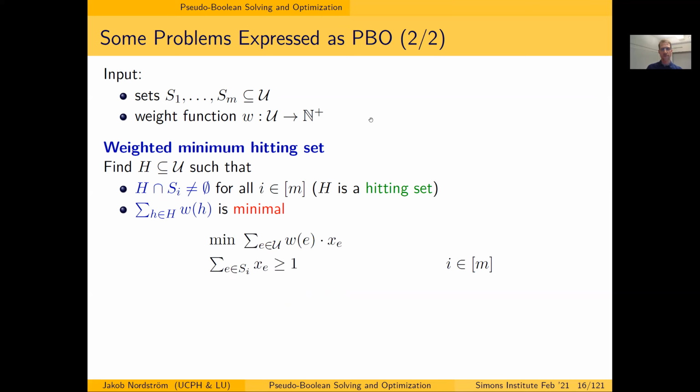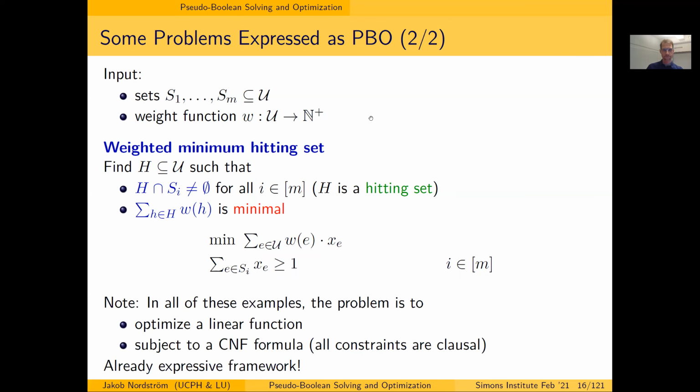It's not hard to see that this is just a generalization of vertex cover. And the pseudo-Boolean optimization formalization of this is, again, that we're minimizing the linear sum of all the variables, one variable per element, times its weight, under the restriction that for every set, at least one element in it should be chosen.